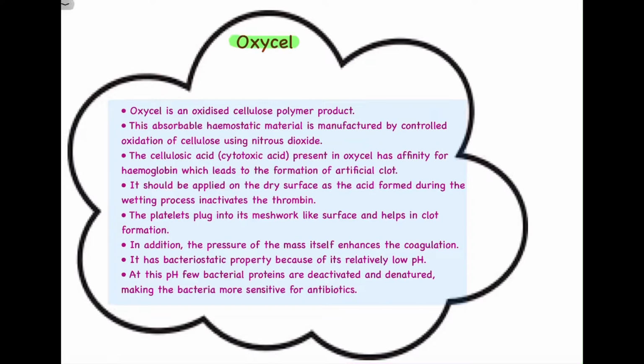As we have previously studied in the Surgisil part, it is the acids released from the Surgisil by which the plasma proteins get coagulated. In Oxysil, it has direct affinity towards hemoglobin, so it will attract hemoglobin molecules, resulting in formation of an artificial clot. The only thing to remember here is that Oxysil needs to be applied on a dry surface, right? The acid which forms on a wet surface will lead to inactivation of the thrombin. So we have to remember to apply this on a dry surface.